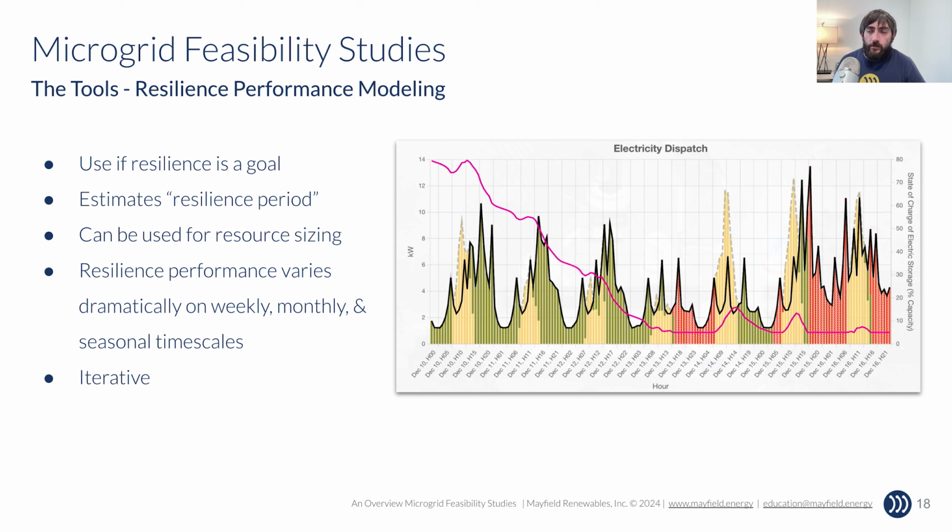And if the system is not a simple battery-based system, if there's a lot of variability in the load profile, or if there's, say, PV involved in the system, which has a lot of seasonal variation and variation on different timescales, the resilience performance of a microgrid system can vary dramatically on weekly, monthly, and seasonal timescales.